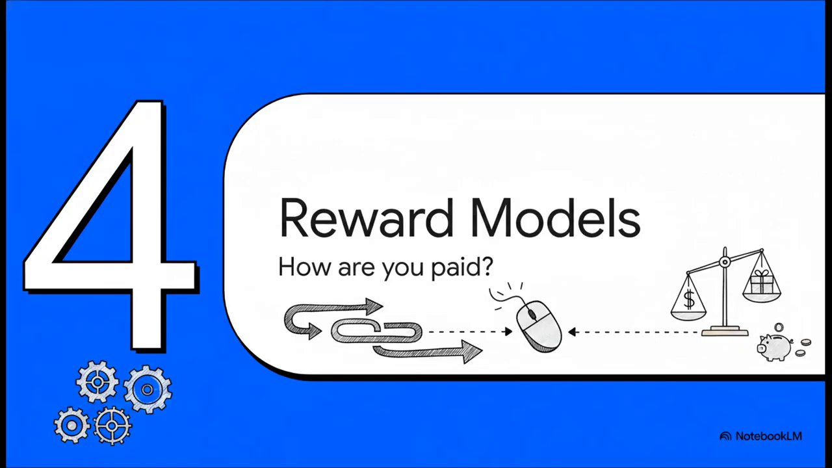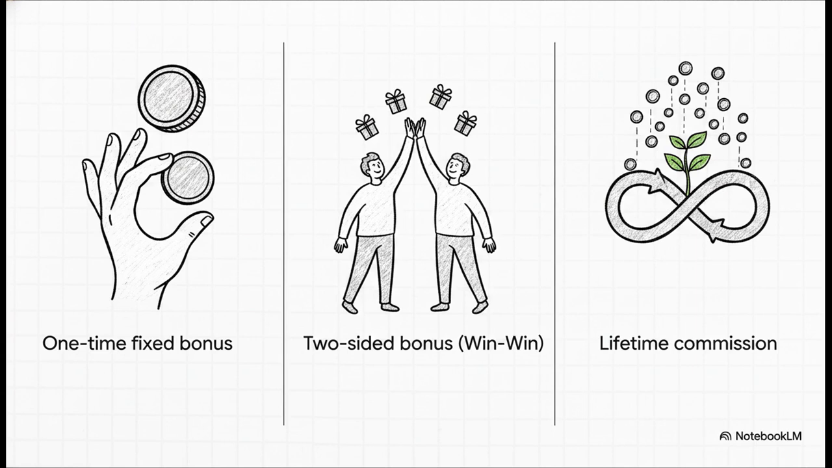All right, let's jump into Section 4. How reward models work. We know how the link tracks the click, but how exactly are you getting paid? Businesses basically rely on 3 main economic structures to incentivize us. The first is a one-time fixed bonus. You get an exact flat amount, let's say $20, the moment your referral makes their first purchase. The second is the 2-sided bonus, also known as the win-win. And the third is the lifetime commission, where you get an ongoing percentage of turnover.